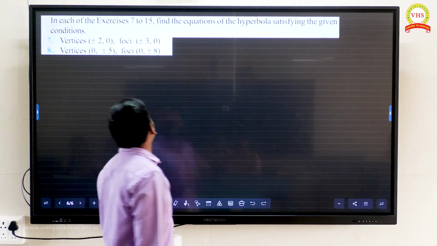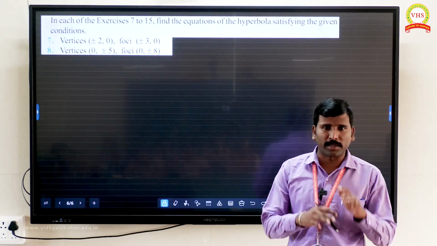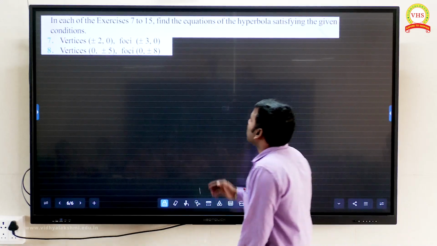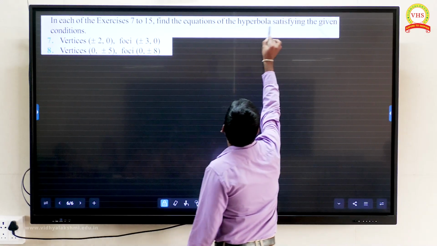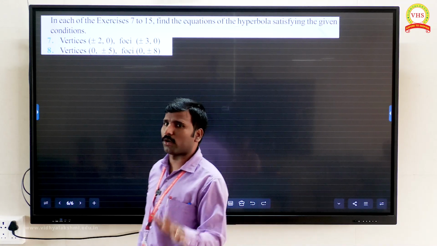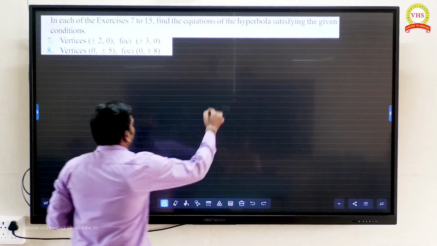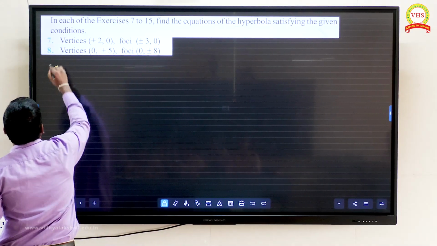In each of the following exercises 7 to 15, find the equation of the hyperbola satisfying the given condition. Just the equation alone they are asking to find. So it's very easy. By the given we can go. First, the seventh one, let me take.